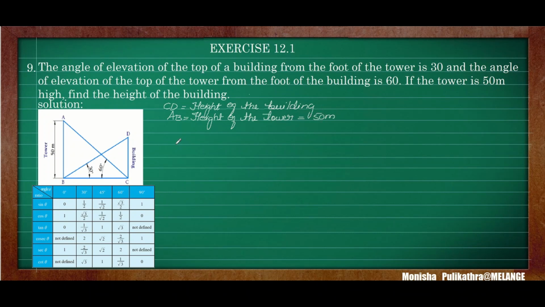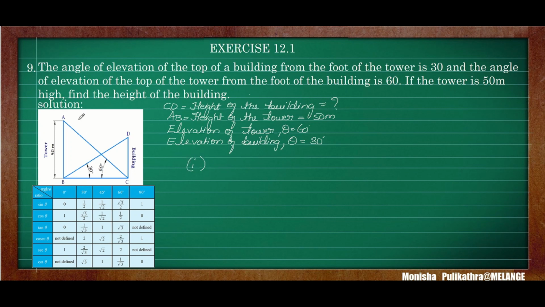Now the elevation of the tower: you can see here the elevation of the tower to the ground is theta equal to 60 degrees, and the elevation of the building to the ground is 30 degrees. If the tower is 50 meters high, find the height of the building. So the height of the building CD we need to find out.